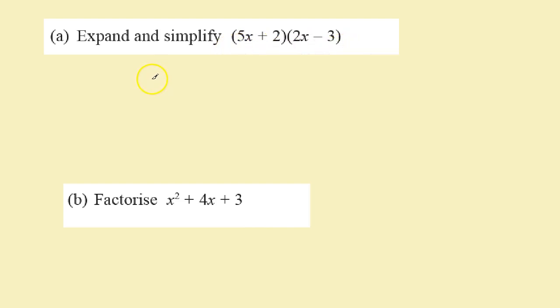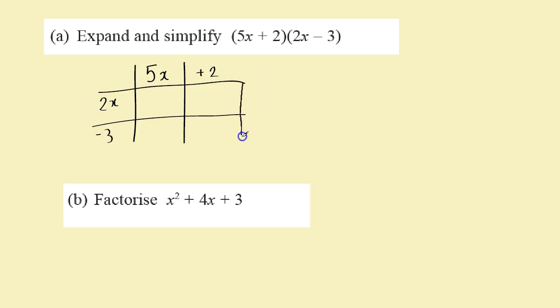What we're going to use for this is the grid method. So I'm multiplying 5x plus 2 by 2x minus 3. Okay. So here's my little grid. I'll just take a different pen color here, so you can see clearly what I'm doing.